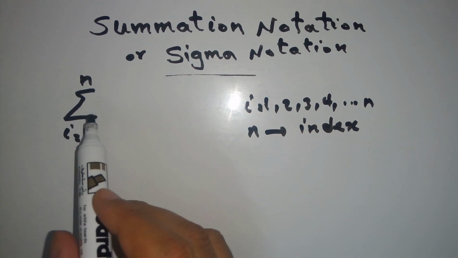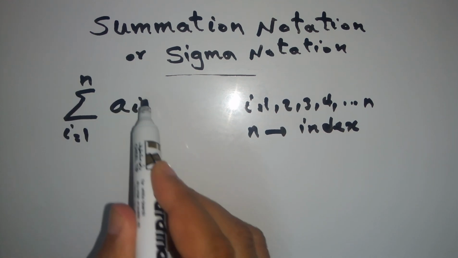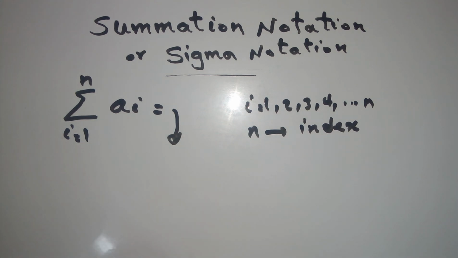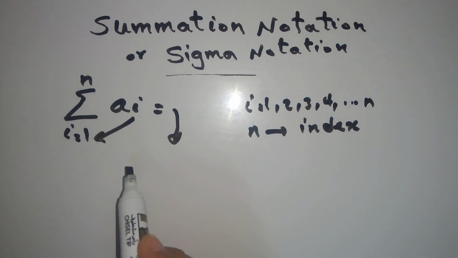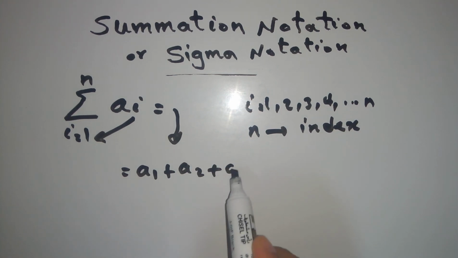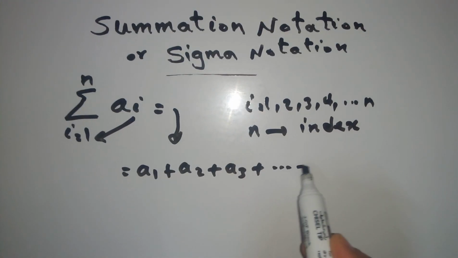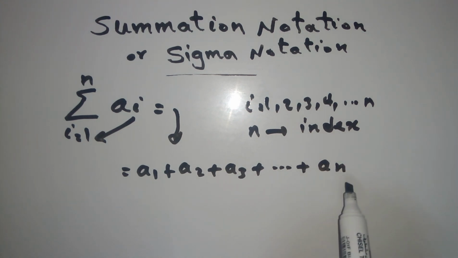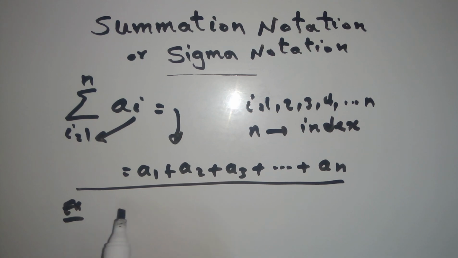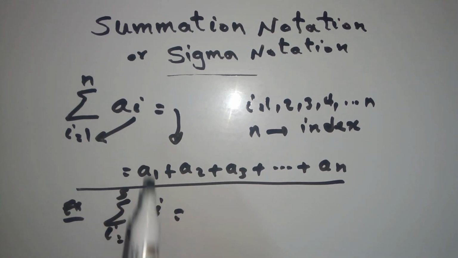If you want to find the summation for a_i, we have the sum of many terms. Starting from i equals 1, it will be a_1 plus a_2 plus a_3 plus till a_n. For example, if you have the summation for 3i from i equals 1 till 5, how to get this summation? By applying this rule.